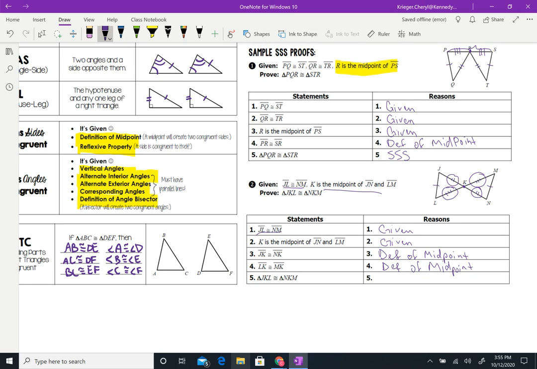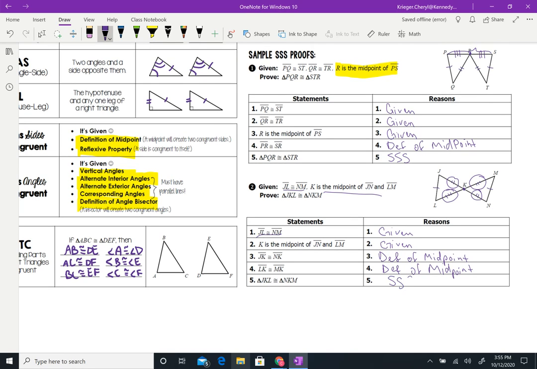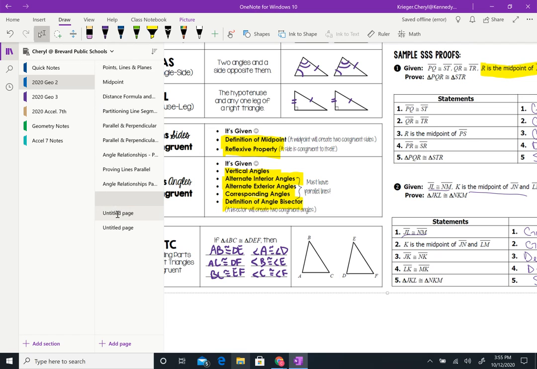Triangle JKL is congruent to triangle NKM. So the three sides of one triangle are congruent to the three sides of the other triangle. Okay, so we proved that using side, side, side. All right, I think they get a little bit harder.